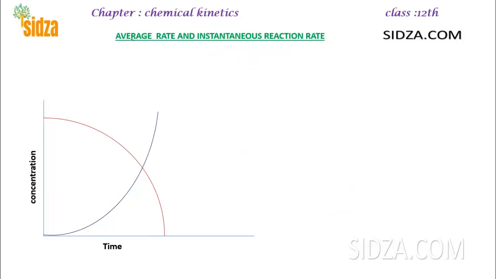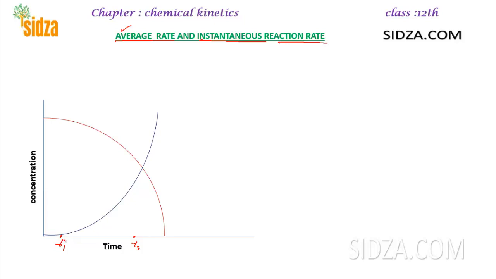Now we use terms like instantaneous reaction rate and the average reaction rate. Normally when we talk about the rate of a reaction, it refers to the average rate. When we normally use the term rate of a reaction or the reaction rate, it actually refers to the average rate. Suppose you want to find out the rate during this time interval, where this is the time t1 and this is the time t2. During this time interval, what is the rate of a reaction? That you can express in terms of reactants or in terms of products.